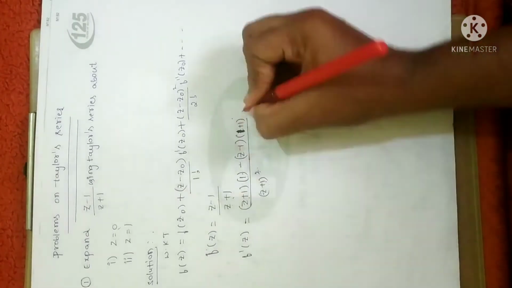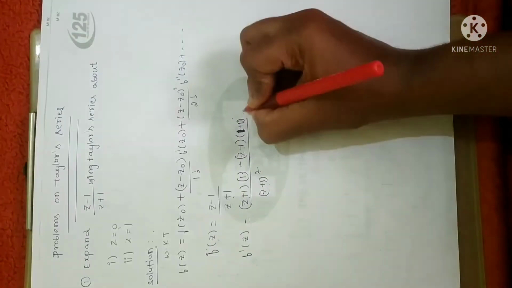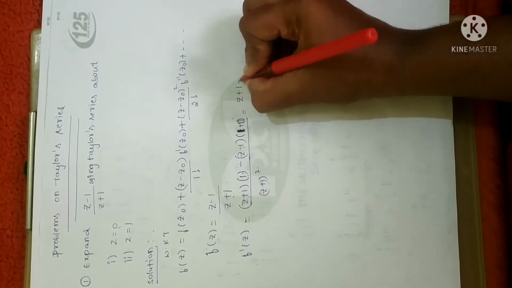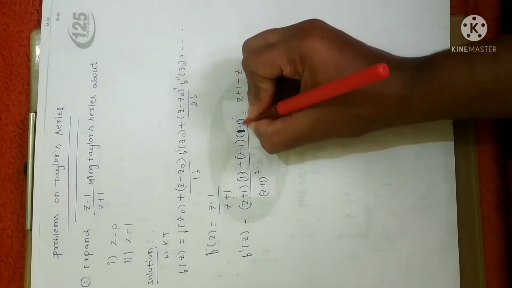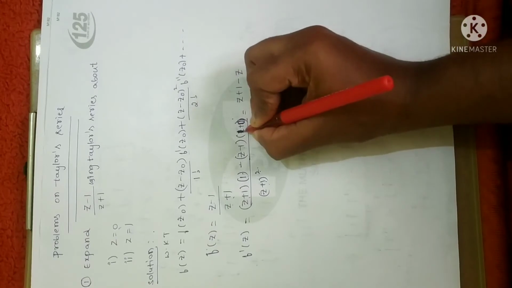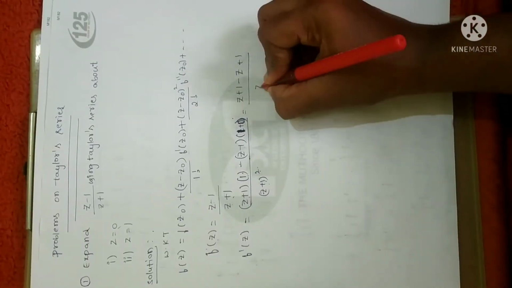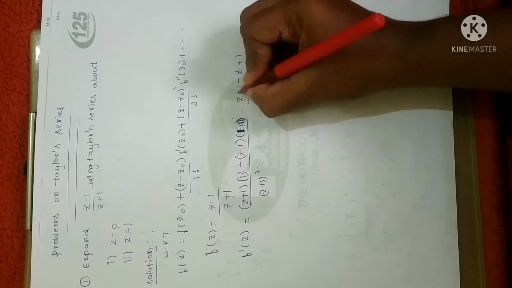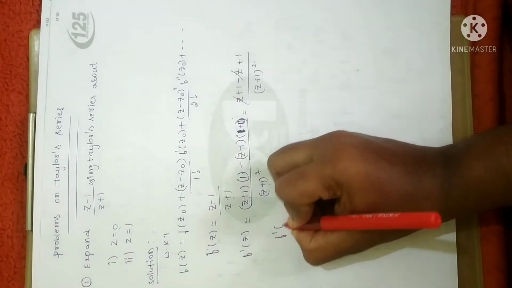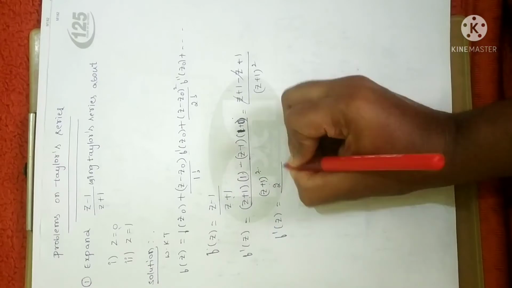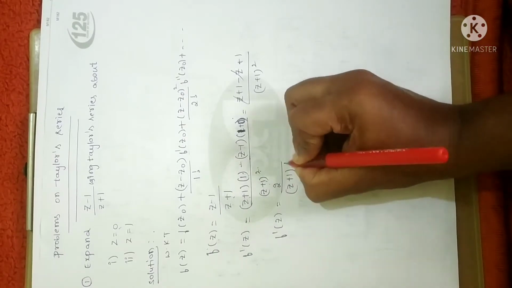The differentiation of 1 is 0, so you will get 1 plus 0. After simplification I can write this as z plus 1 minus z. 1 plus 0 is 1, and 1 into anything will be 1. So minus of minus will become plus 1. You just differentiate it, that's all. Here plus z and minus z cancel. So what you're going to get is f dash of z as 2 divided by z plus 1 whole square.